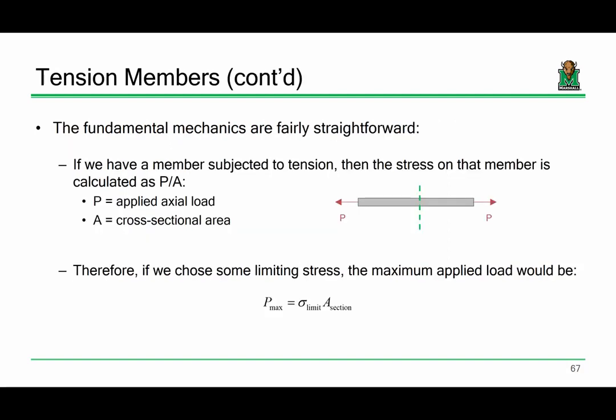Now, the mechanics are fairly straightforward. This is literally day 1 of mechanics of deformable bodies, and I'm telling you, it's easy. You have a bar, you're yanking on it. It has a cross-sectional area A. You're yanking on it with some load P. The axial load is P, the cross-sectional area is A, and the stress is P over A. If we're trying to determine how much load it can hold, solve for P. P is whatever the limiting stress is times the area. Does anybody have any questions about that? That's basically it. It really doesn't get much more complicated than that.